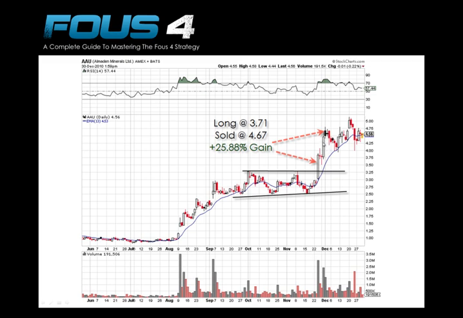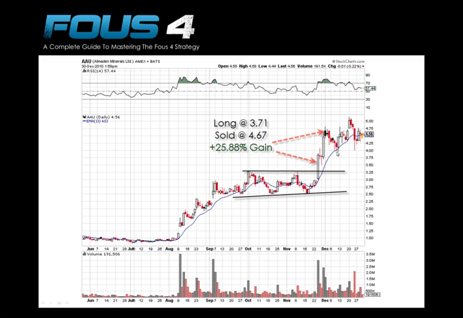And I took advantage of this multi-day gain here, and I locked in my profit at $4.67 for a 25.88% gain. From there it came down to retest the 13 EMA trend. As I said, the 13 EMA is not perfect. Sometimes it will break down and shortly rise afterwards. It's kind of a range around the support level.